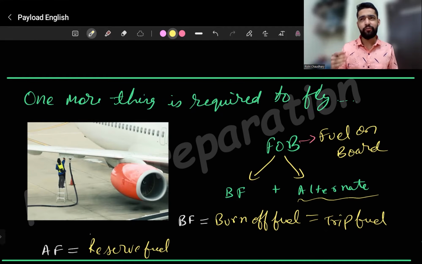And sometimes the reserve fuel is also used to refer to the fuel which cannot be consumed at all. Because of the tank shape, the petroleum tank shape, some fuel will always be kept. It cannot be used. So we can say that that is also a part of reserve fuel, which will be there in the aircraft, which will be increasing the weight, but it cannot be used.